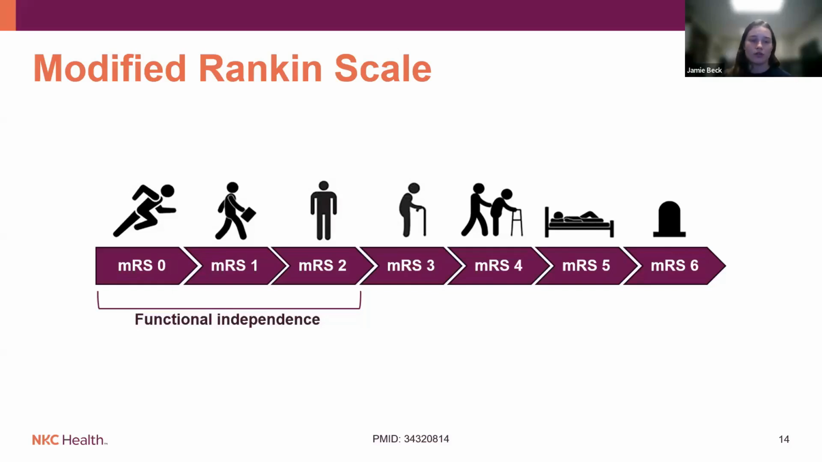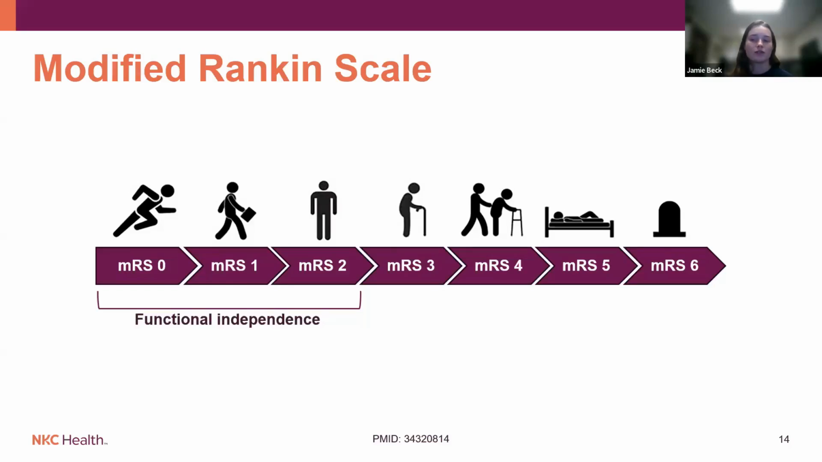So again, a score of 0 means that there is no deficit, no disability. A score of 1 means that the patient has no significant disability despite their symptoms, and they can perform all of their activities of daily living, as well as the prior activities that they completed before the stroke. A score of 2 means that the patient has a slight disability, but they can still maintain their activities of daily living. Maybe they just can't perform all of the activities that they did prior to the stroke incident.